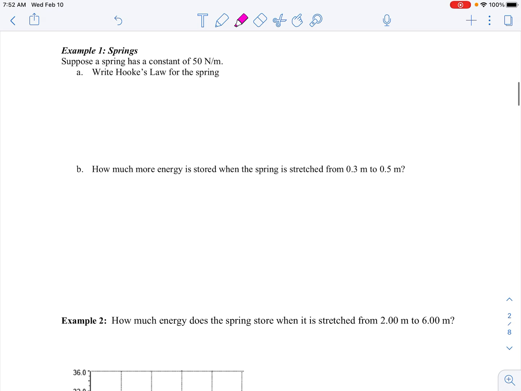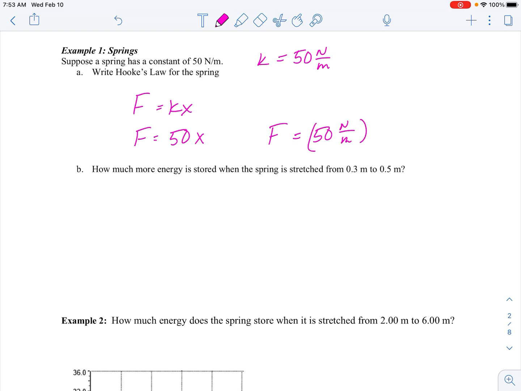Okay, so let's take a look at an example here. Suppose a spring has a constant of 50 newtons per meter. Write Hooke's law for the spring. So Hooke's law is F equals Kx. And this value, 50 newtons per meter, is my K value. So to write Hooke's law, all I have to do is plug in that K value. F equals 50x. If you want to be really fancy, you could plug in the units as well.